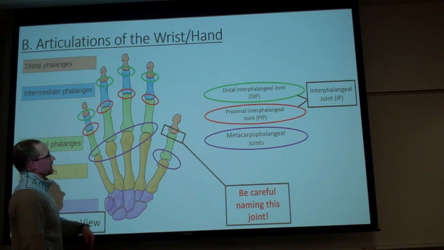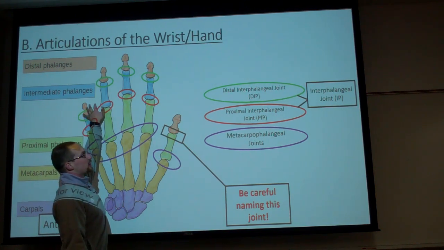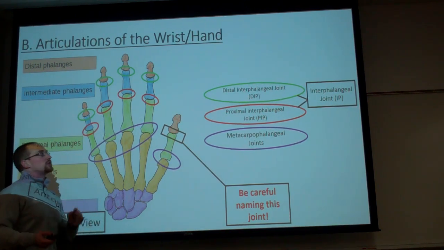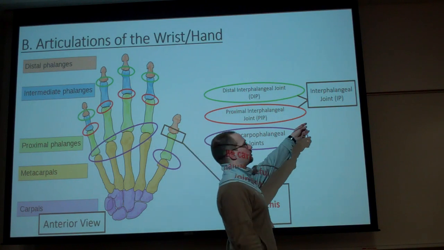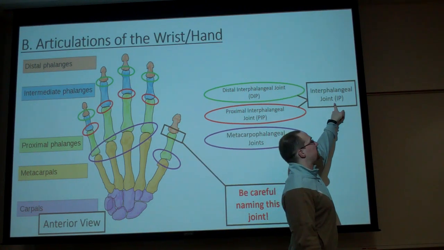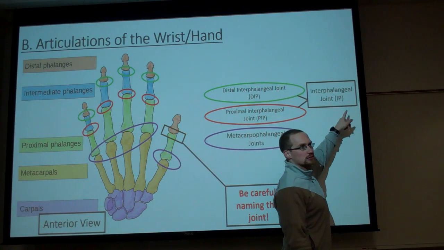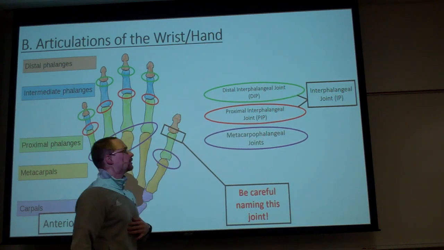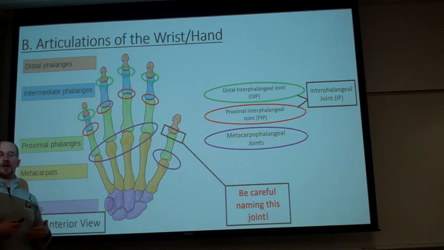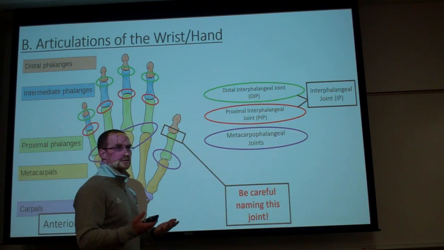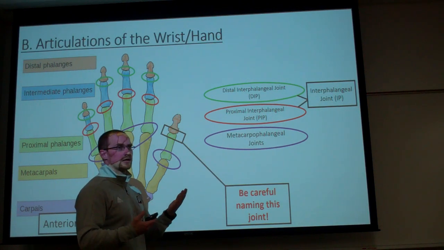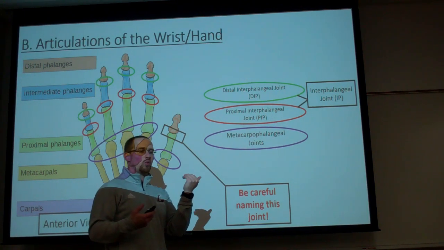And lastly, in black, in red, and in green, those are all examples of interphalangeal joints. Or you could just abbreviate it as IP joints. Interphalangeal joints. Now all those joints are hinge joints. Remember, that means they can just go one direction there.